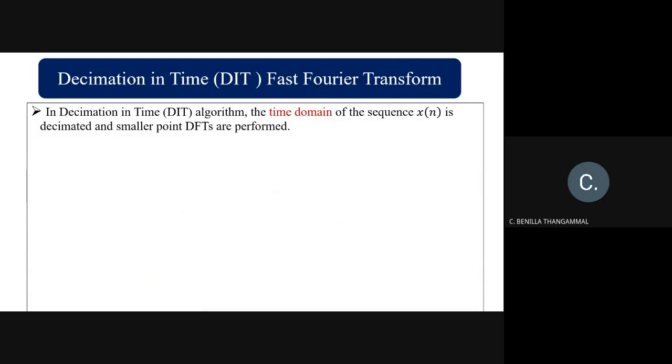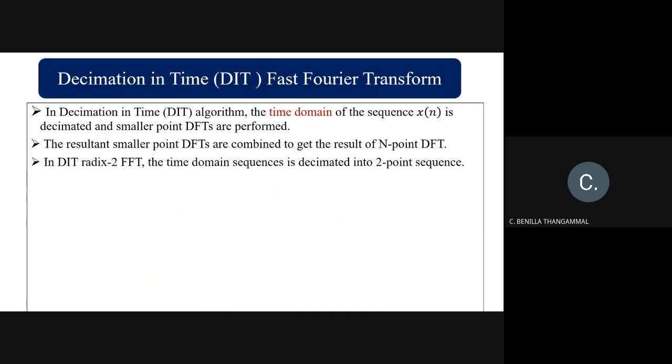So in decimation in time, as I said earlier, the time domain of the sequence x of n is decimated and the smaller point DFTs are performed. So the resultant smaller point DFTs are combined together to get the results of n point DFT. So this is the basic way we are going to proceed. So in radix 2 FFT, the time domain sequence is decimated until it gets a 2-point sequence here.